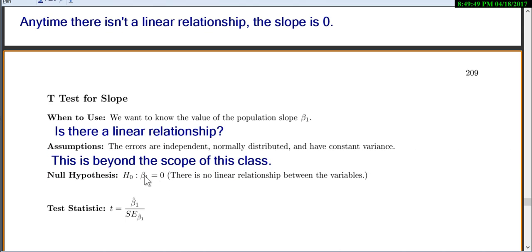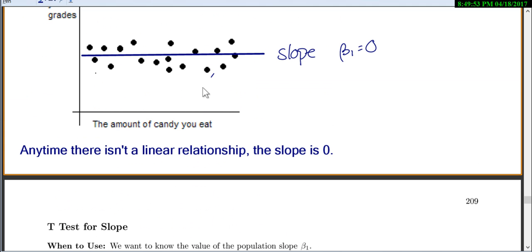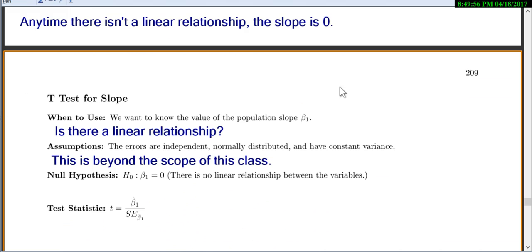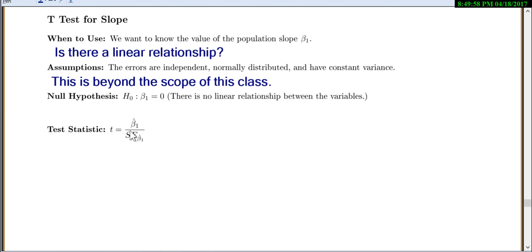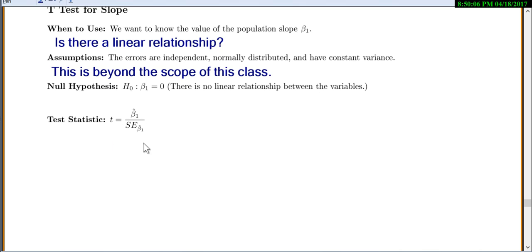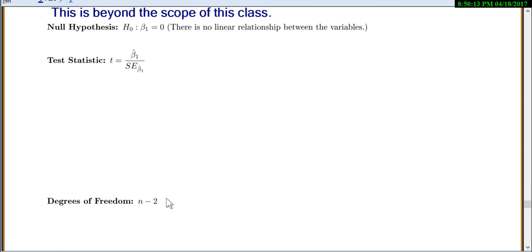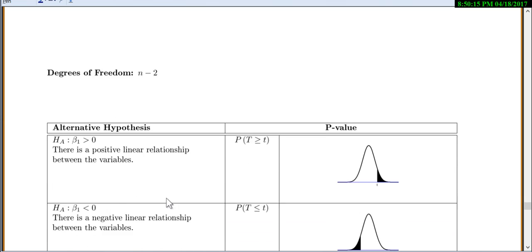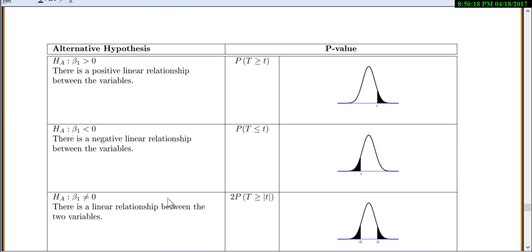The null hypothesis is always that our slope is equal to 0, which means that there's no linear relationship. It would look like this, no relationship. The test statistic is your estimate of the slope over standard error of the slope. And really, you don't even need to do this. You can just look at that computer output and write it down. And there are n minus 2 degrees of freedom. What you do have to do for the p-value, which, just like everything else we've done, is the area in the tails.